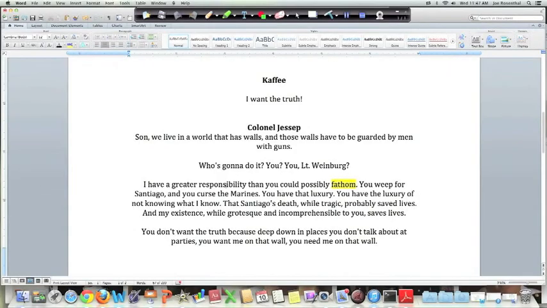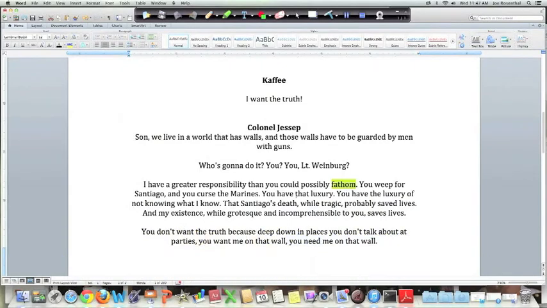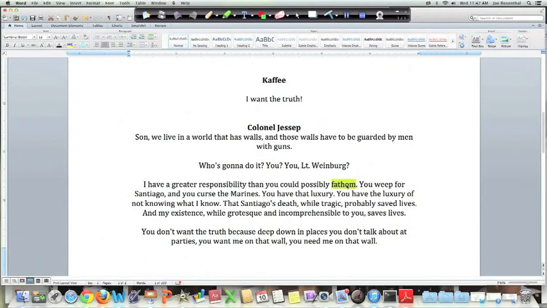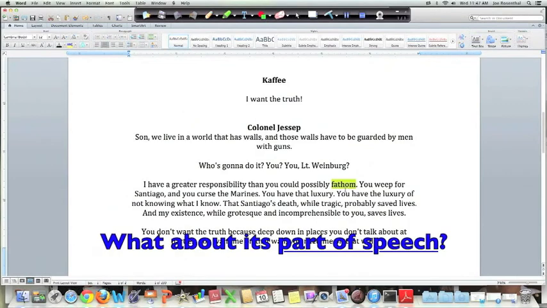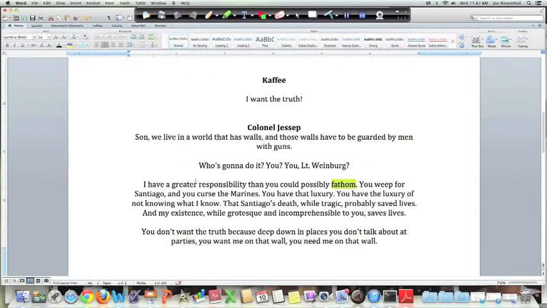I have a greater responsibility than you could possibly fathom. Maybe I substitute another word in here to try and figure out its part of speech. Than you could possibly understand. I have a greater responsibility than you could possibly imagine. So imagine, understand, used in this way, that would be a verb. So this is a verb. That's all I can really get, and I'm guessing that it means something having to do with understand, think of, imagine, something like that.